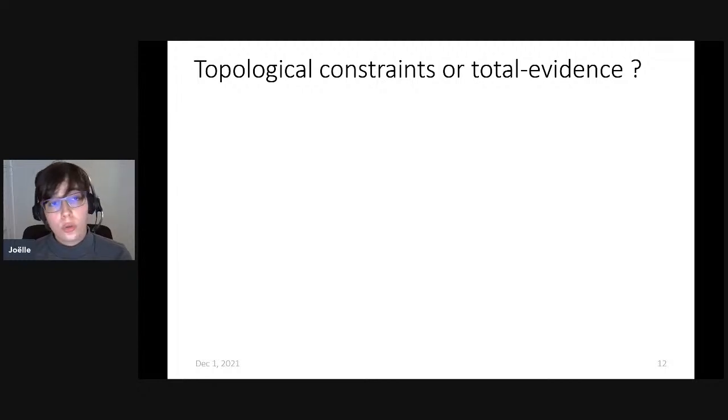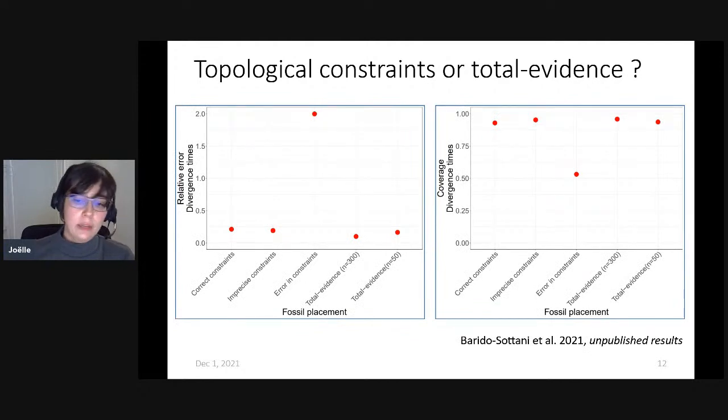If you are unsure of some of your topological constraints, you can set the ones you are really certain about, and then go with total evidence for the rest of the fossils. But we have attempted to study whether you get better results using topological constraints or using total evidence approaches. And these are preliminary results that are shown here.